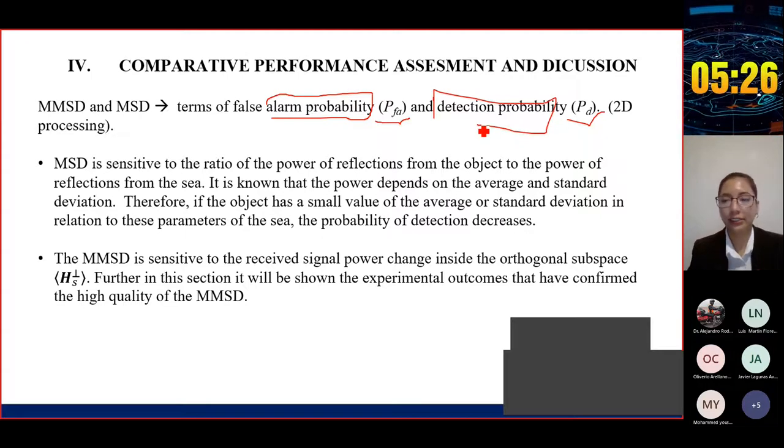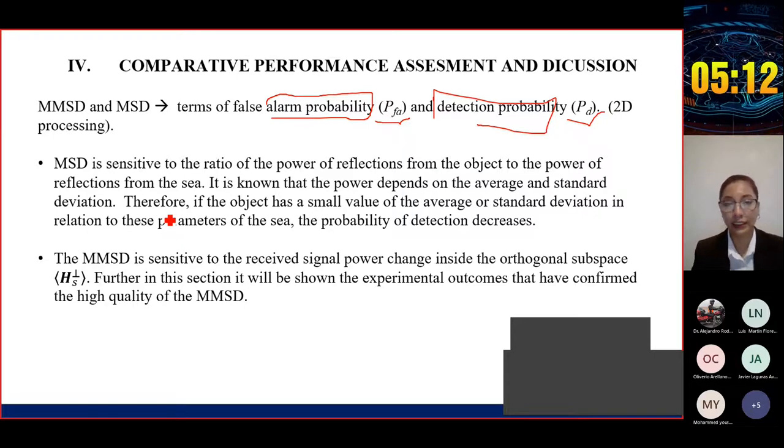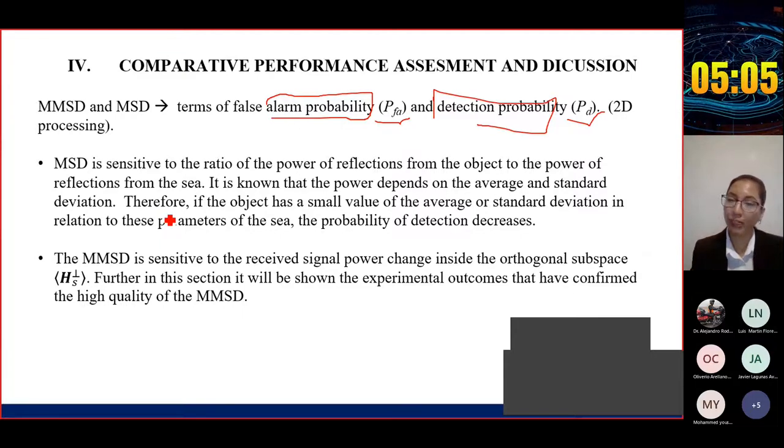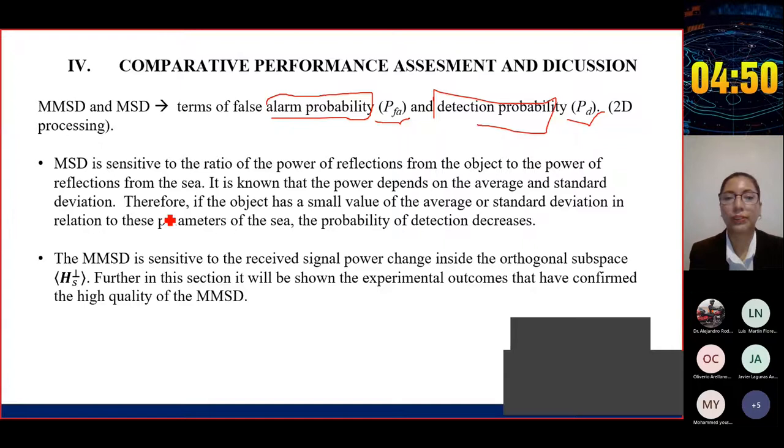And like the title said, we were working with the processing. Another thing that I can say is MSD is sensitive to the ratio of power reflection from the object to the power of reflection from the sea. And we know that the power depends on the average and the standard deviation. Also, I have to say that the object is small, and our value is small also. We can understand that the standard deviation in relation to the parameter can give a decrease in the probability of detection.